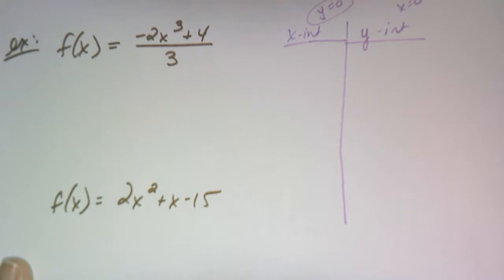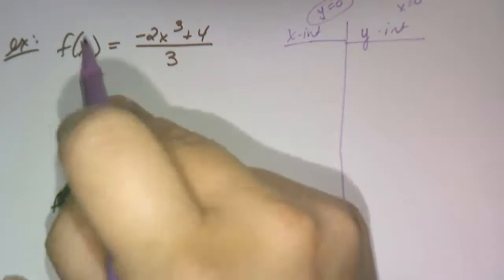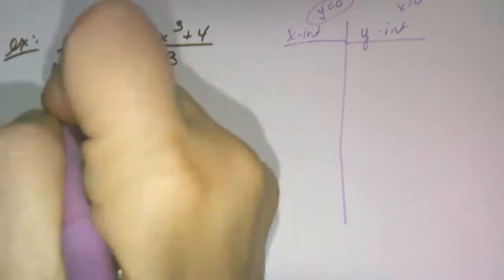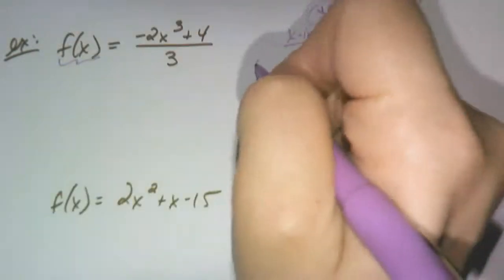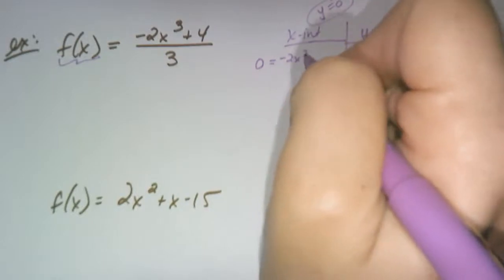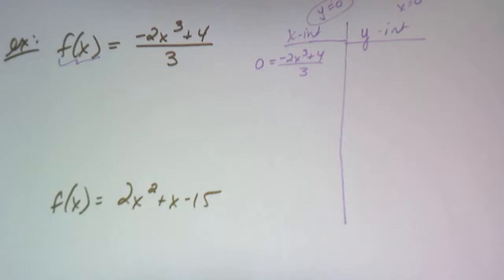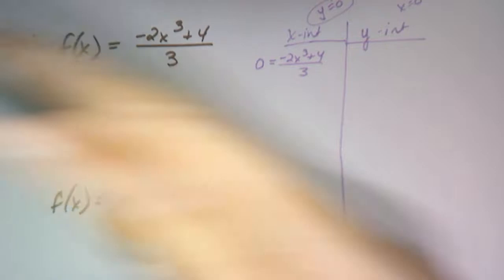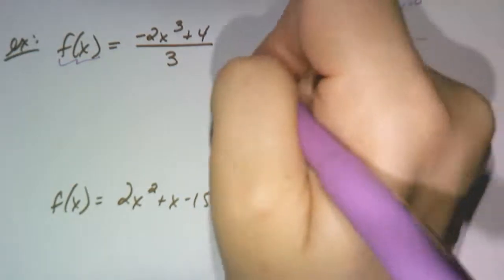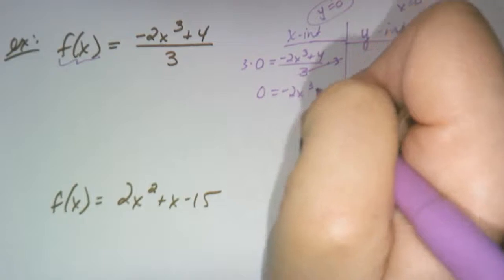All right, so let's do this. Let's find the x-intercept. Let's set our y value, again, our y value being f of x, equal to 0. And then we have negative 2x cubed plus 4 divided by 3. And you're going to solve this algebraically, knowing all the algebra that you can solve for. How would you get x by itself right now? Multiply by 3. That does nothing to the 0. 0 equals negative 2x cubed plus 4. Then what?